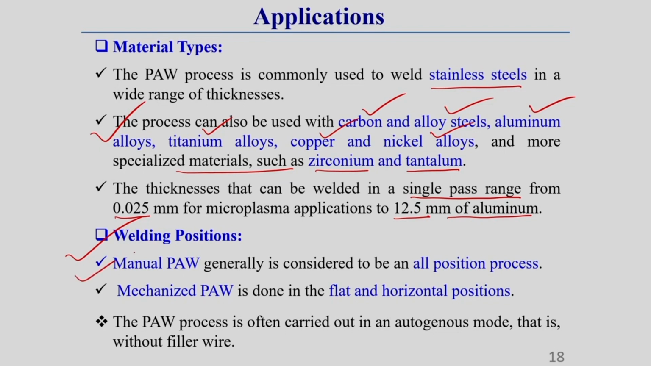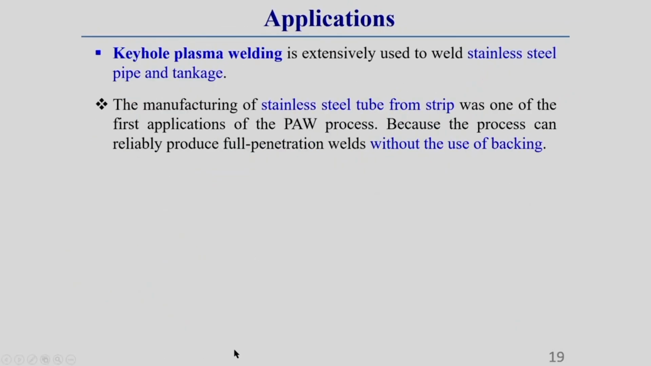Manual plasma arc welding is generally used in all positions. If it is mechanized plasma arc welding, it is used in flat and horizontal positions. And, as I have already told you, the plasma arc welding process can be carried out in autogenous mode, that is, without filler wire also, which I explained in the last slide.